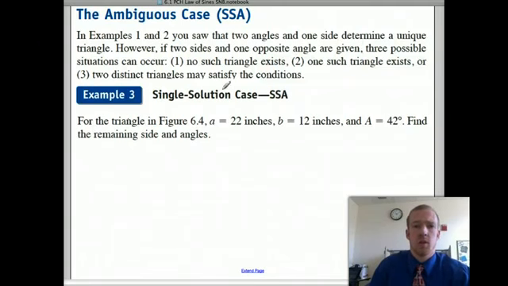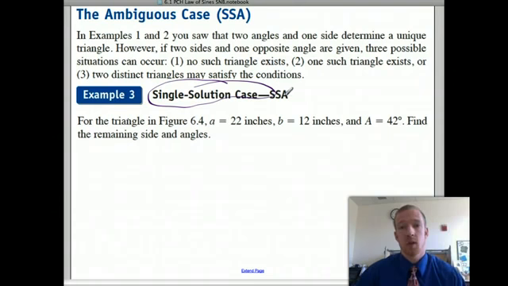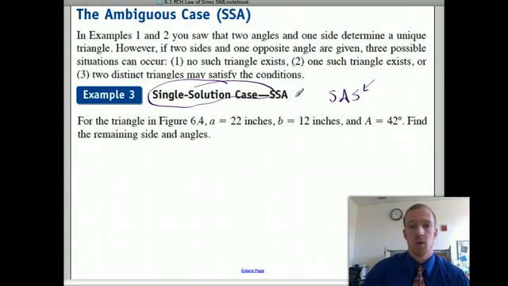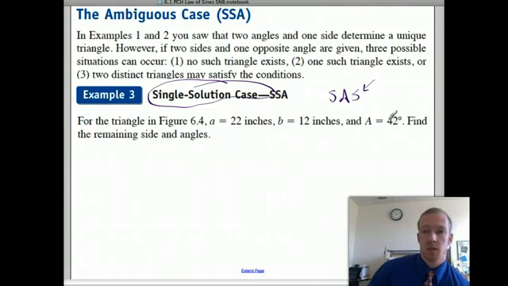Alright, so here's this single case solution for the ambiguous case. When they give us two sides and an opposite angle, that's not SAS. That's different. We're going to use law of cosines for this one. So two sides and then an angle. So two adjacent sides and then one of the opposite angles.